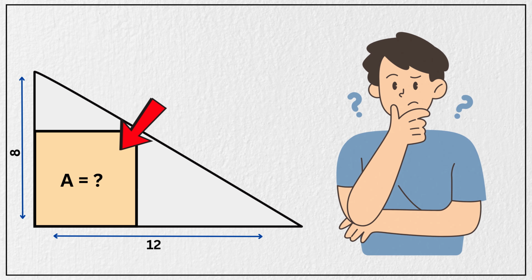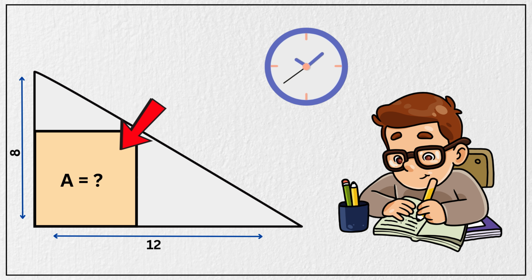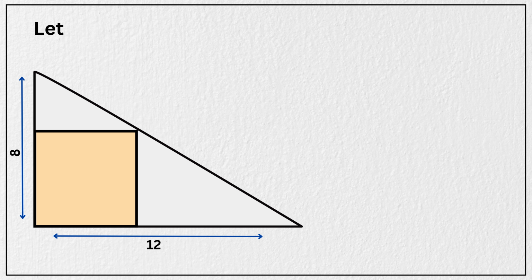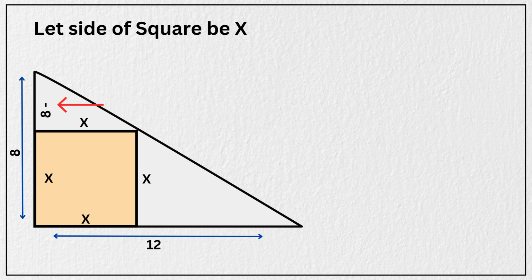You can pause and take a moment to think about it. Alright, let us solve it together. Let us suppose the side length of the square is x. That means this vertical segment measures 8 minus x, and this horizontal segment measures 12 minus x, right?